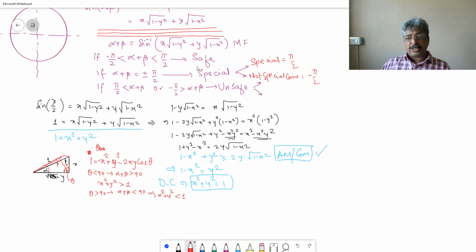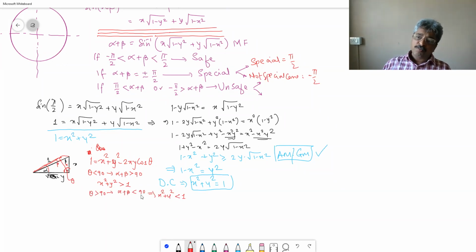I have just denoted those cases as safe, special and unsafe. We will write down what is the discriminating factor, what is the condition and what is the answer. But the discriminating factor is x square plus y square. If it is equal to 1, they belong to the special case, either pi by 2 or minus pi by 2. If it is less than 1, then they belong to the safe case, because alpha plus beta is less than 90, and if it is greater than 1, then alpha plus beta is greater than 90.